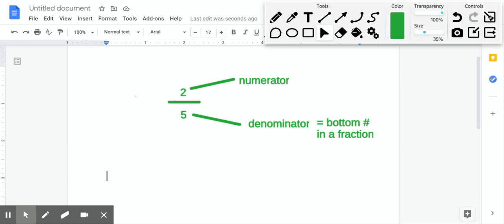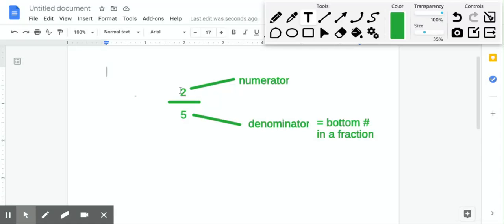Hello. Today, my student and I reviewed fractions, specifically the numerator and the denominator in a fraction, and how to add fractions with like denominators that are the same in both fractions. Now, first of all, what is the numerator and the denominator in a fraction?